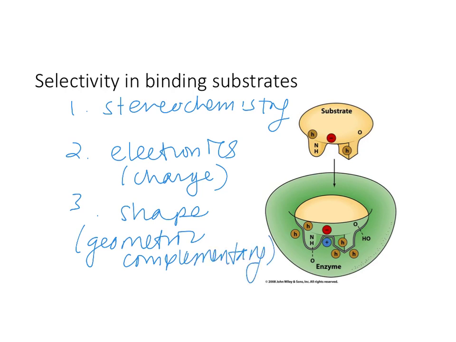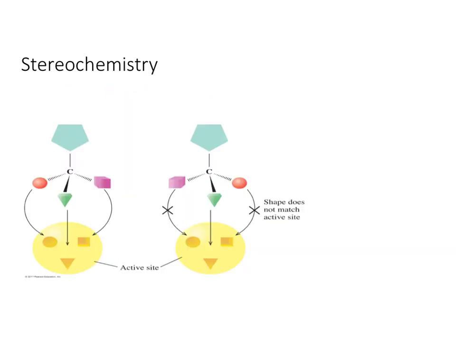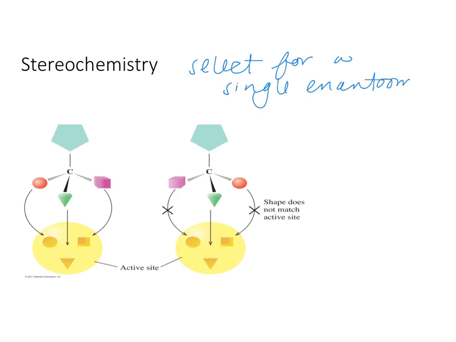Complementary. There we go. I really like this figure right here. We're actually going to come back to it, but it shows shape and electronics very well. It actually doesn't quite show stereochemistry very well, but let's go in order. Stereochem, electronics, and shape. All right, so in order for an enzyme to bind with high specificity, they select for a single enantiomer. And how that's done is via the amino acids in the active site.